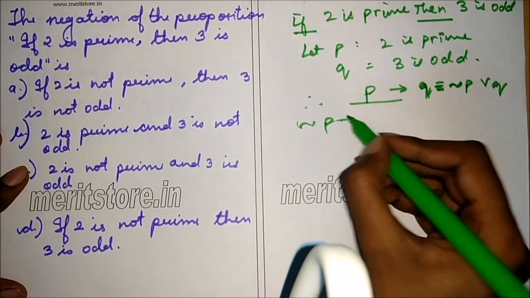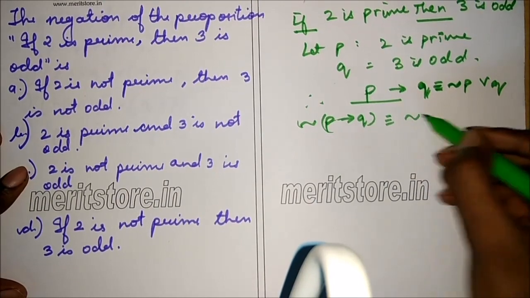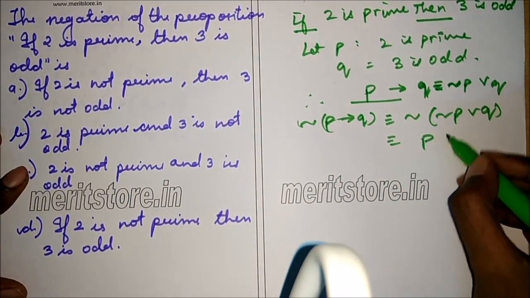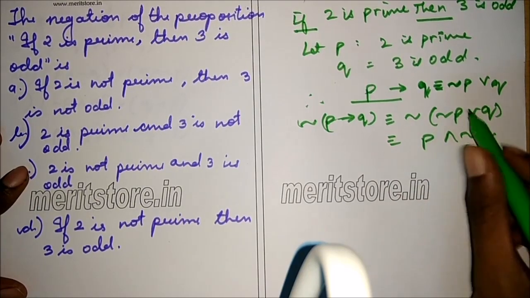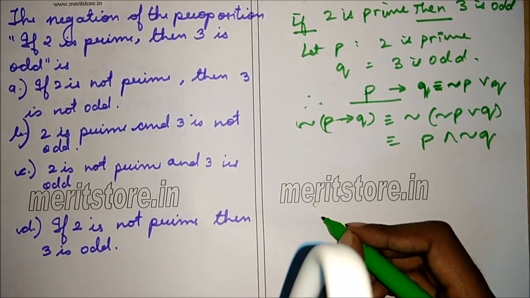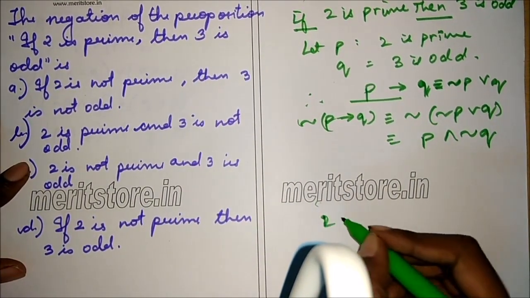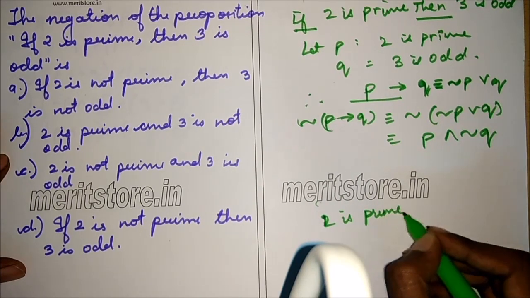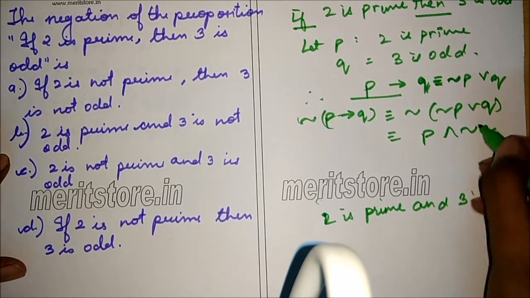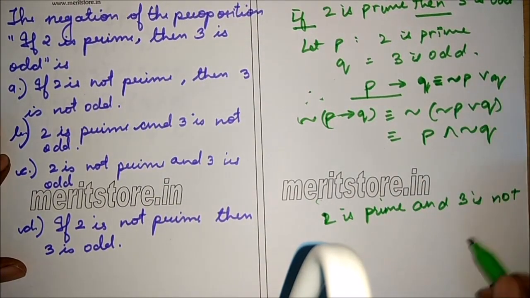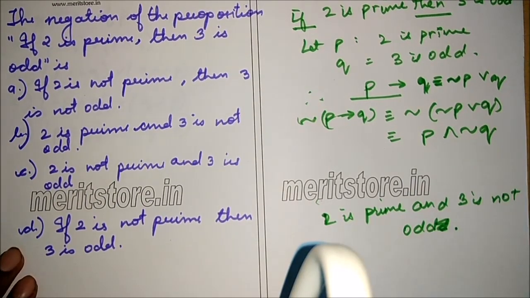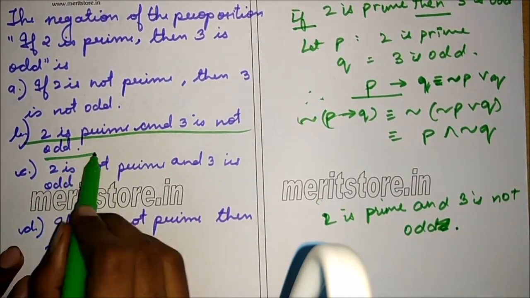So negation of P implies Q is negation of negation P or Q, that is equivalent to P and negation Q. So we convert this into statement form. So P is 2 is a prime number, so 2 is prime and 3 is not odd, since it is the negation of Q which says 3 is odd, so 3 is not odd. So the answer is B, 2 is prime and 3 is not odd.